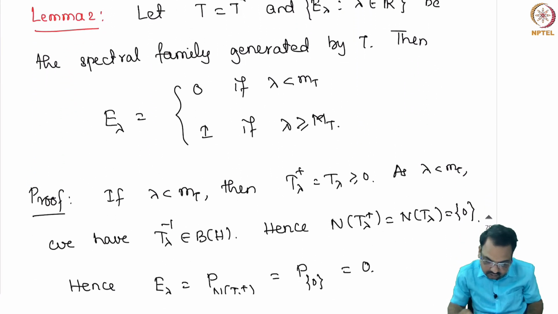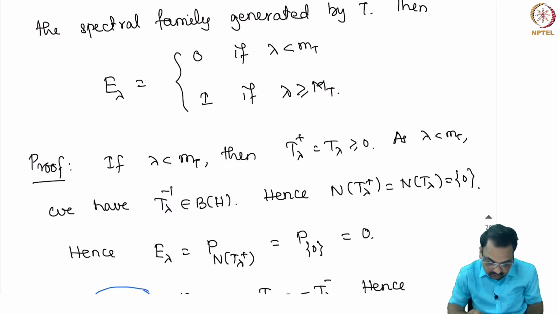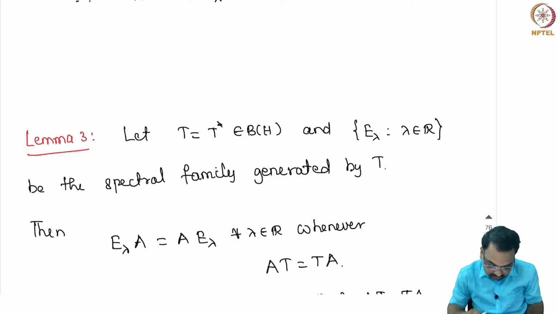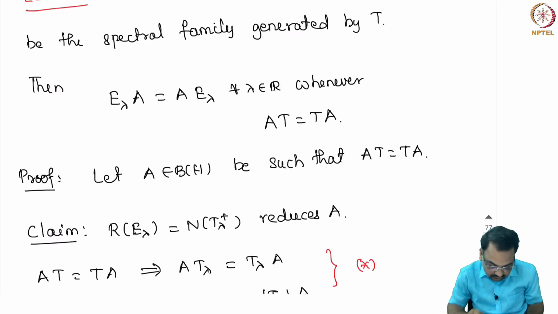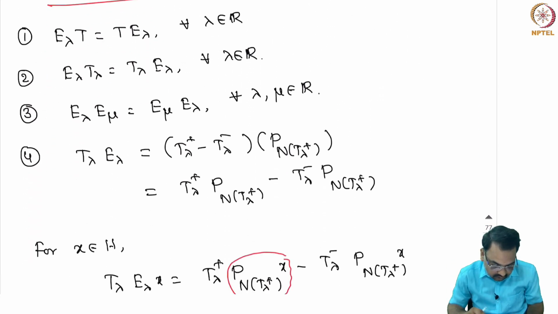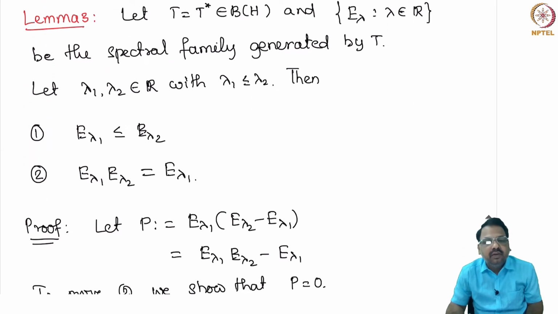So we have seen that if you take E lambda to be the orthogonal projection onto the null space of T lambda plus, in lemma 2 we have shown that E lambda is 0 when lambda is less than small m suffix T, and identity if lambda is bigger than or equal to capital M suffix T. And we have shown that if A commutes with T, then E lambda also commutes with A. And in the other lemma we have shown the monotonic property, E lambda 1 is less than or equal to E lambda 2 whenever lambda 1 is less than or equal to lambda 2.